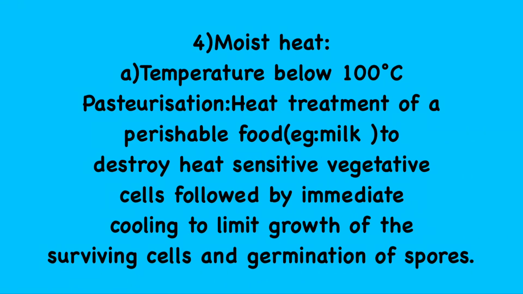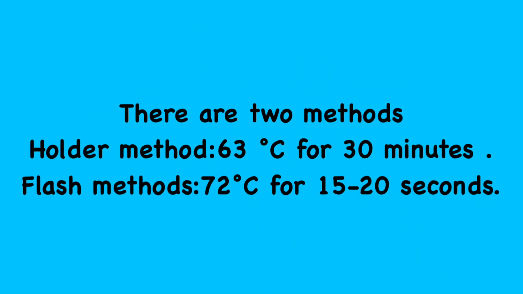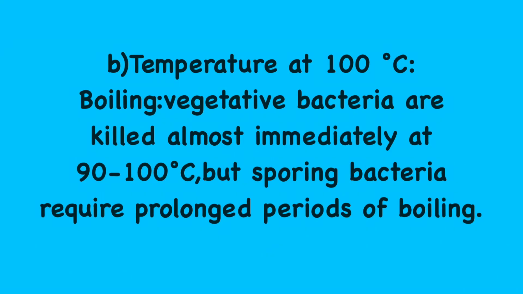4th one, moist heat, which includes temperature below 100 degrees Celsius. Pasteurization. Heat treatment of a perishable food, for example milk, to destroy heat-sensitive vegetative cells, followed by immediate cooling to limit growth of surviving cells and germination of spores. There are two methods: holder method, 63 degrees Celsius for 30 minutes, and flash method, 72 degrees Celsius for 15 to 20 seconds. B. Temperature at 100 degrees Celsius, boiling.